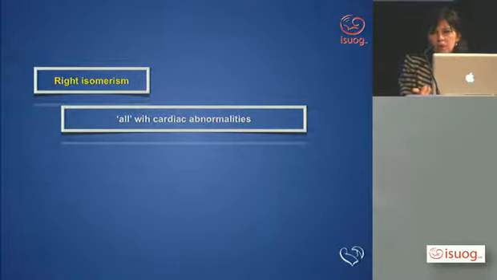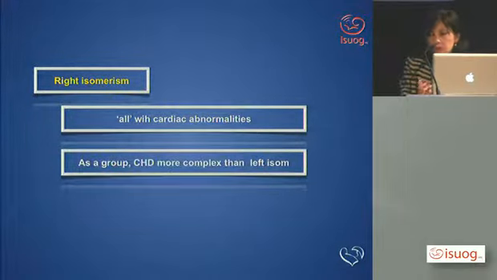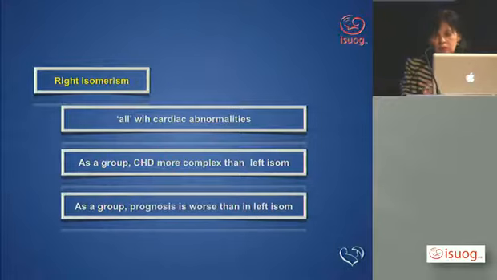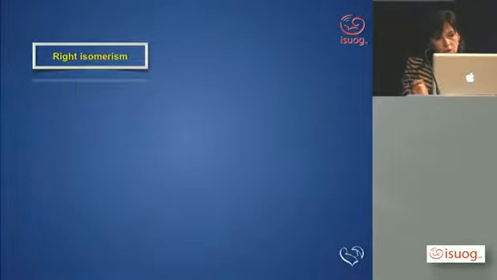I'm not sure I made any strong diagnosis of right isomerism with no heart abnormality. As a group, compared to left, the right isomerism has much more complicated cases. And as a group, the prognosis is much worse in right isomerism than left isomerism. So it'll be very interesting how Rabbi would describe this heart to you in one word, as he wanted to take the myth away of fetal echo.